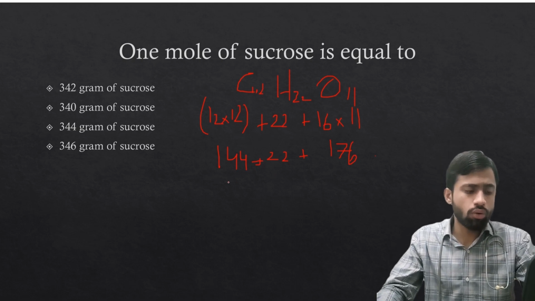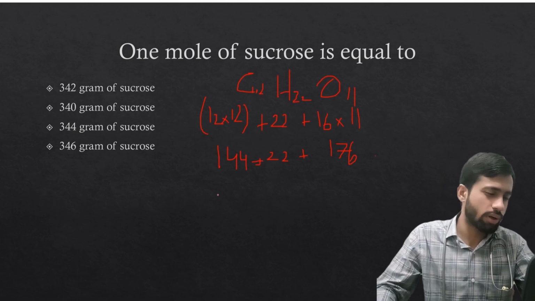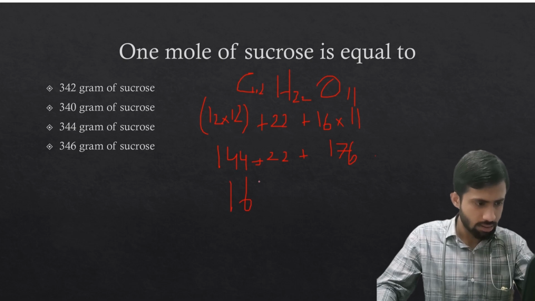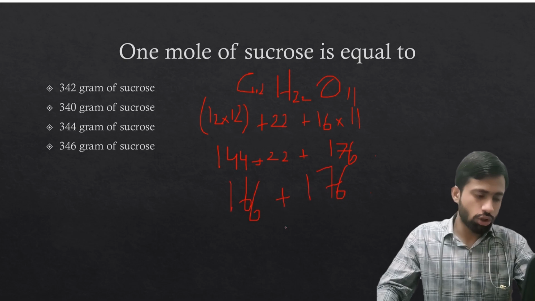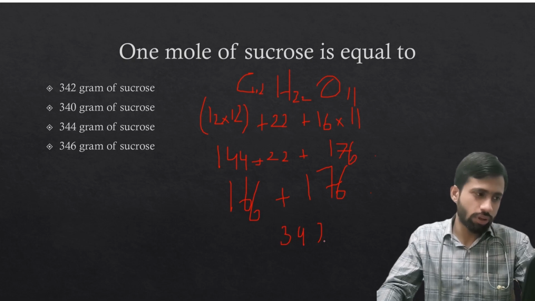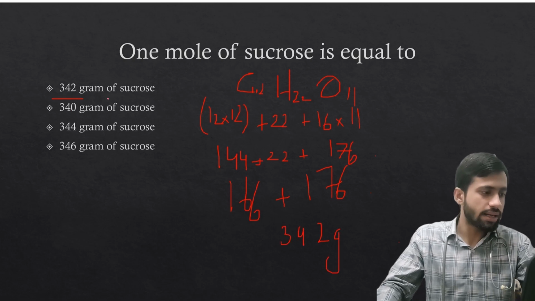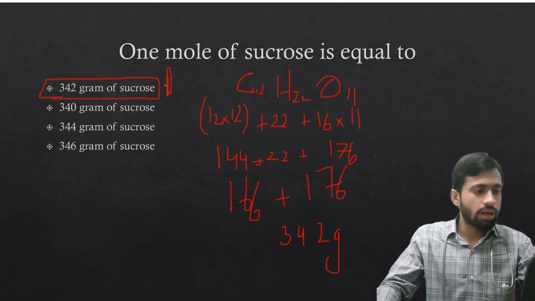144 plus 22, you will get the answer 166, plus 176. So you will get the answer 342 grams of sucrose. That is alpha option. Alpha is the right answer.